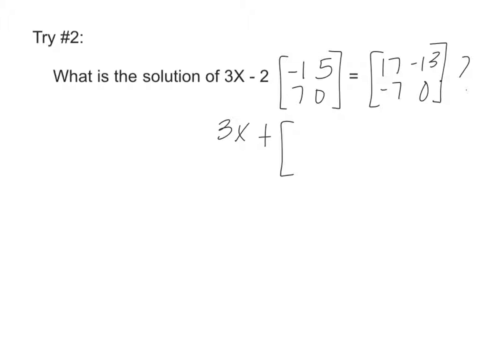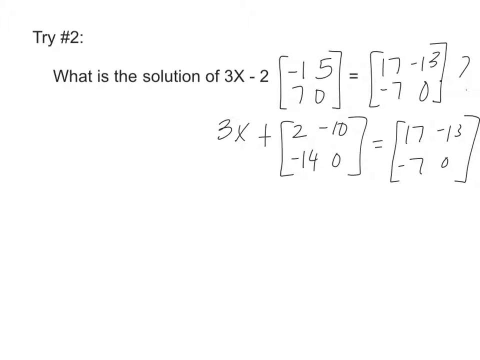So negative 2 times negative 1 is 2. Negative 2 times 5 is negative 10. Negative 2 times 7 is negative 14. And negative 2 times 0 is 0. All right, now we're going to subtract those matrices over. And actually this time I won't have the space to do it horizontally, so I'm still just going to subtract it.